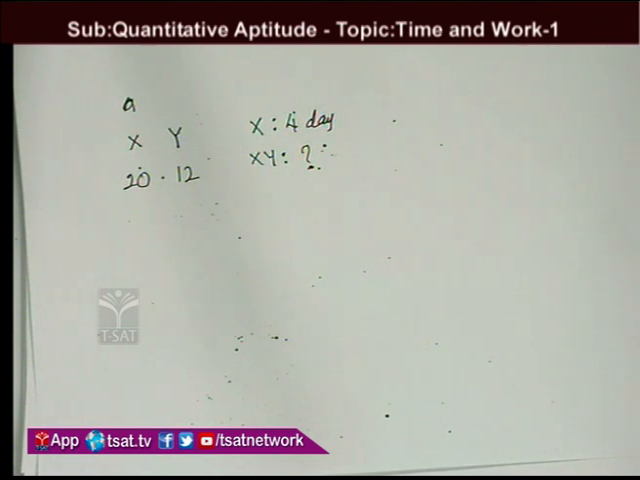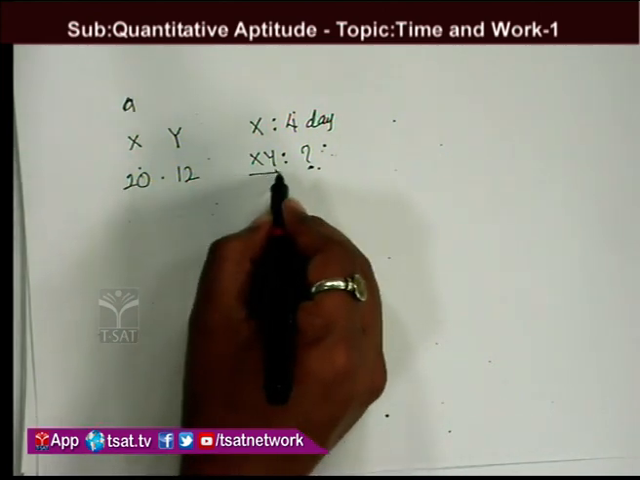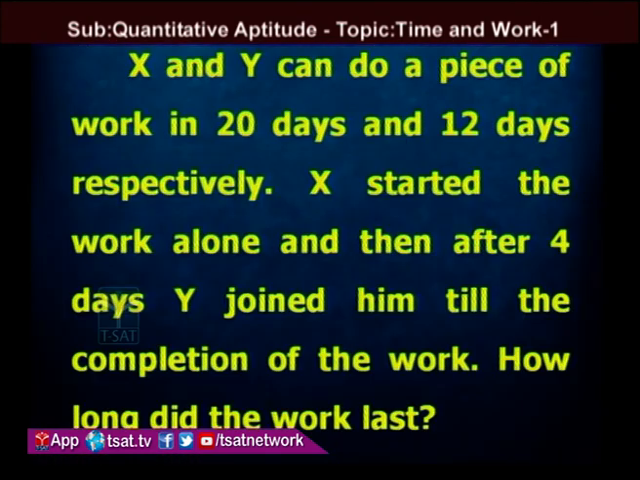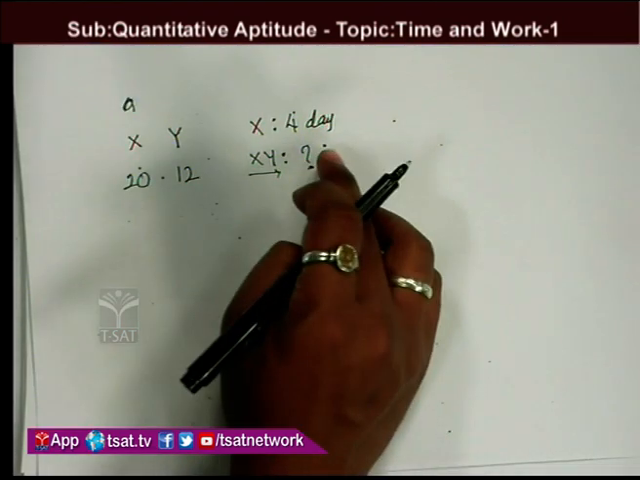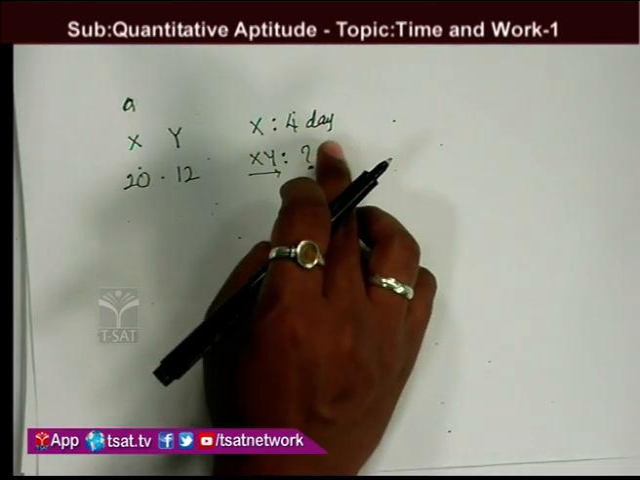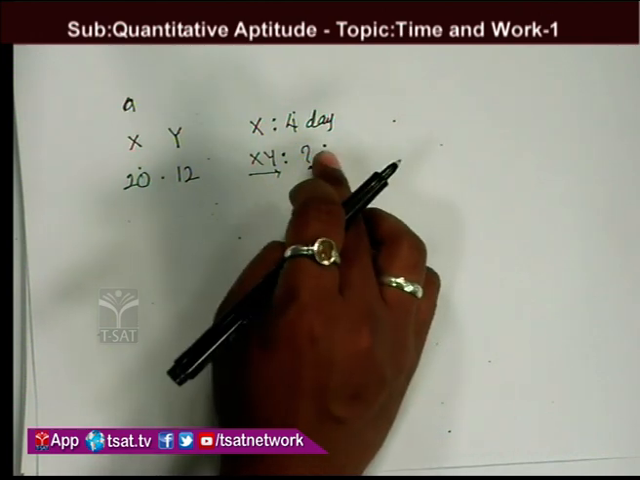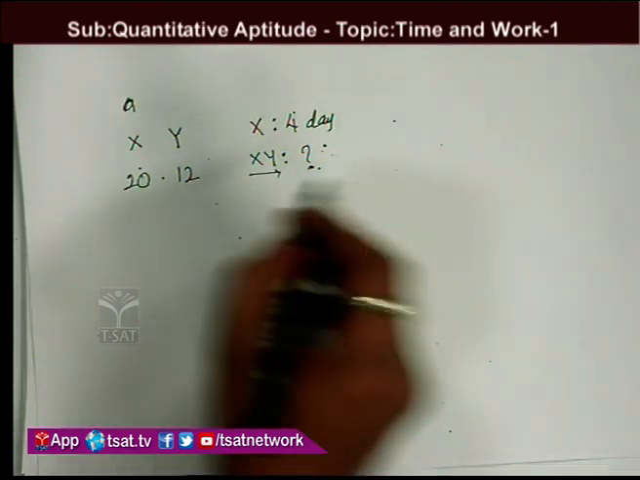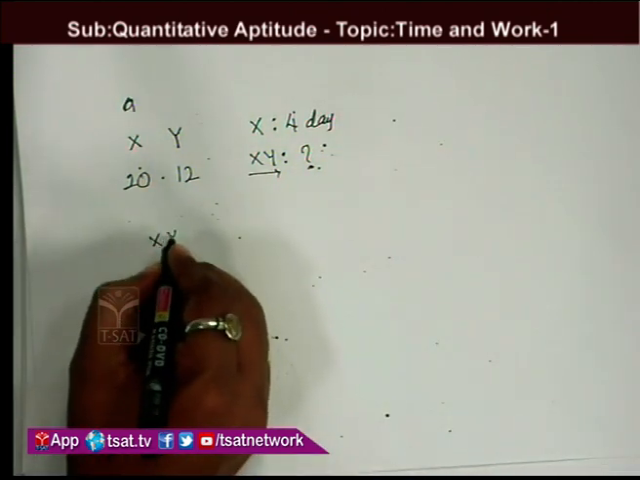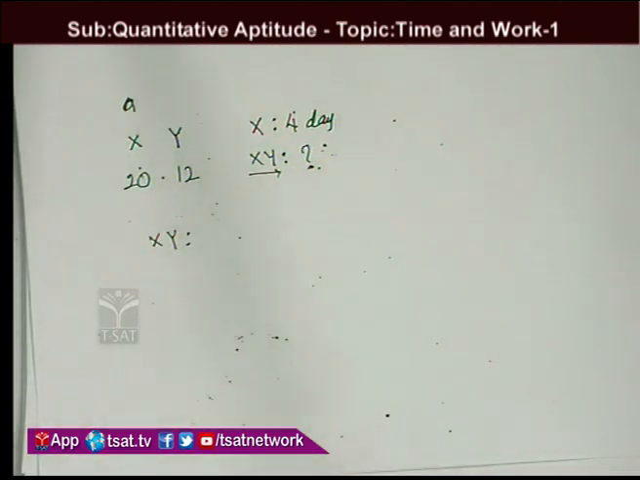In the beginning X only worked for 4 days, and after the 4 days Y joins with him. So, X and Y are working together, and you have to find out that number of days. That number plus the 4 days is our answer, the time the work will be completed. So, first you have to find out X and Y together.